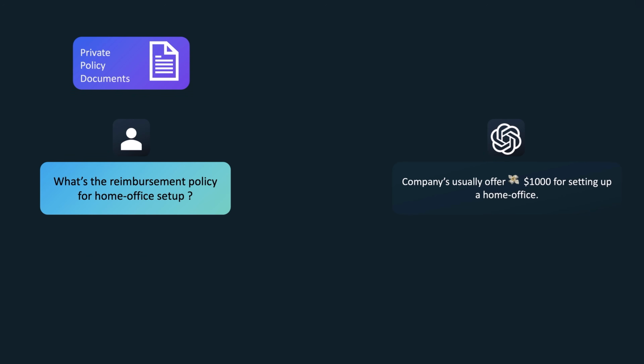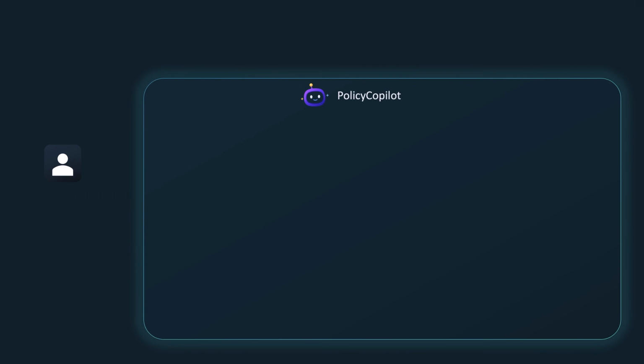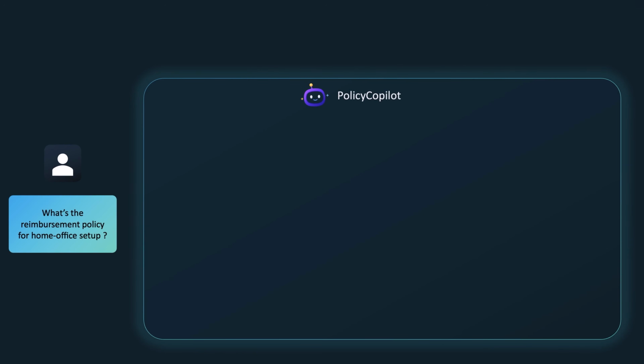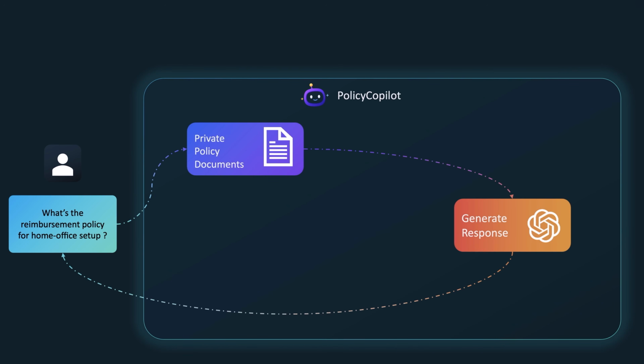So back to our use case, we've started to notice a lot of people copy-pasting company policies into ChatGPT to get answers. So we decided to build an internal chatbot that can answer people's questions. We call it the Policy Copilot. It is a system where users can simply ask a question such as, what's the reimbursement policy? And our chatbot system should be able to locate the necessary information from the internal policy documents and then generate accurate responses and send that back to the user.